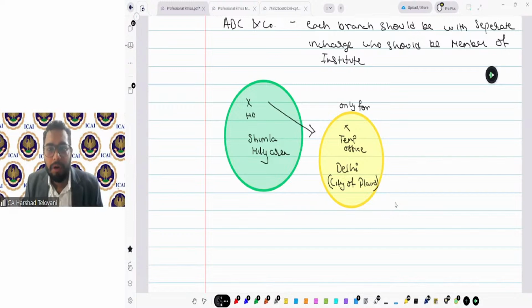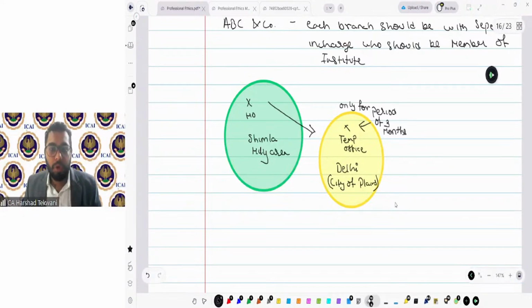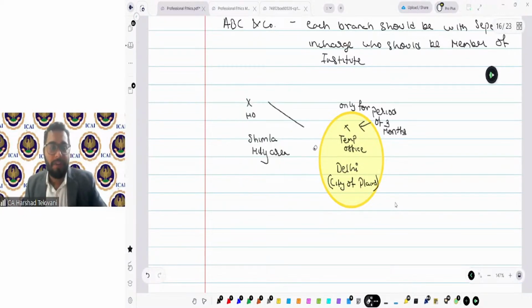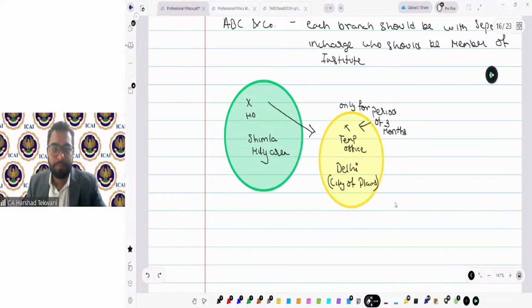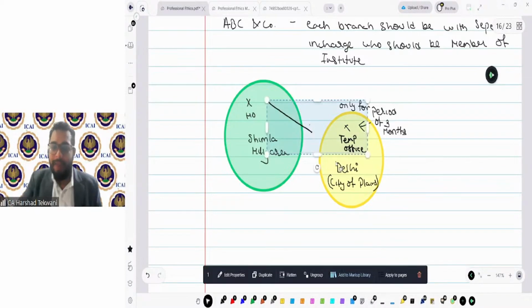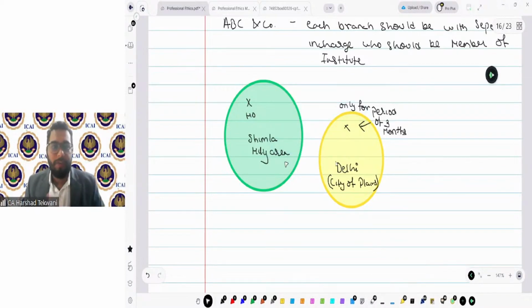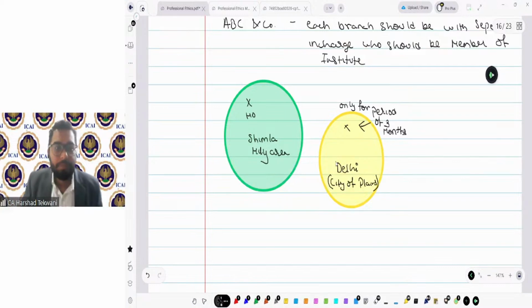Only for a period of 3 months. This temporary office can be opened only for the period of 3 months. The regular office is not required to be closed. No closing of the regular office is required, basically. So the regular office will remain as it is. I will keep the Shimla office open.